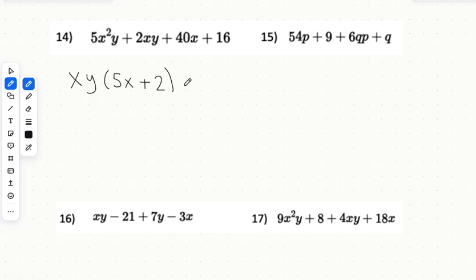40 and 16, my greatest common factor there would be an 8. And again, it's got to match this if this is going to work, so that helps you make sure things are going well in the second round.